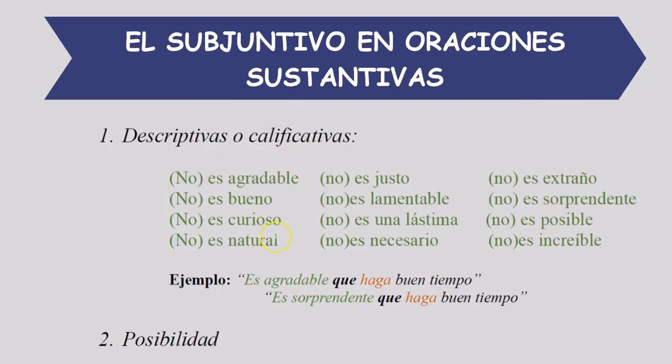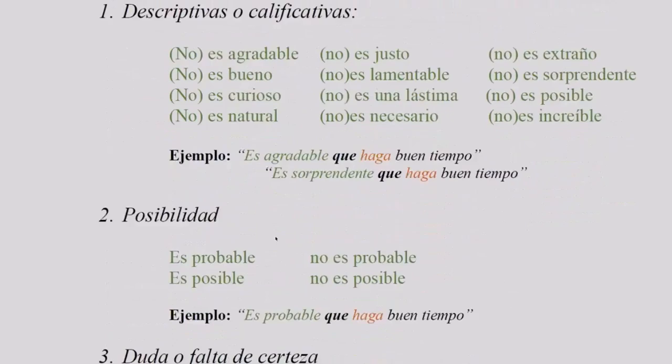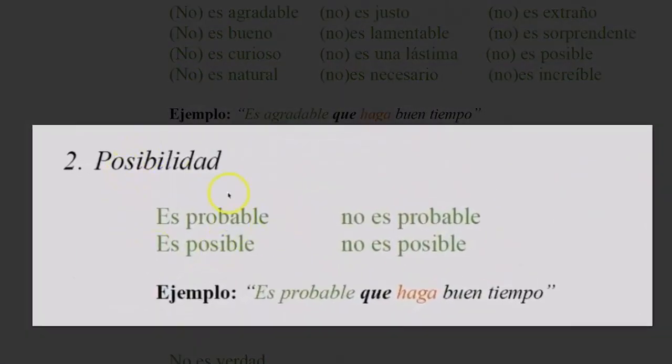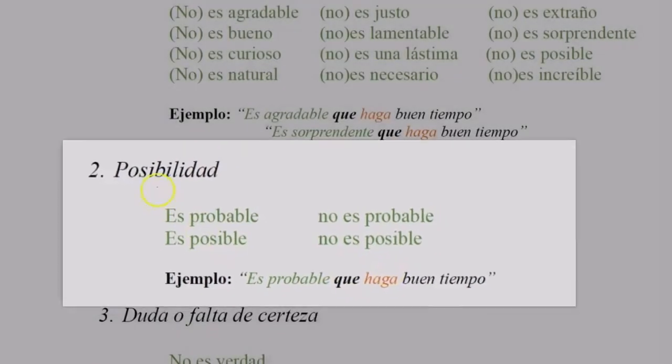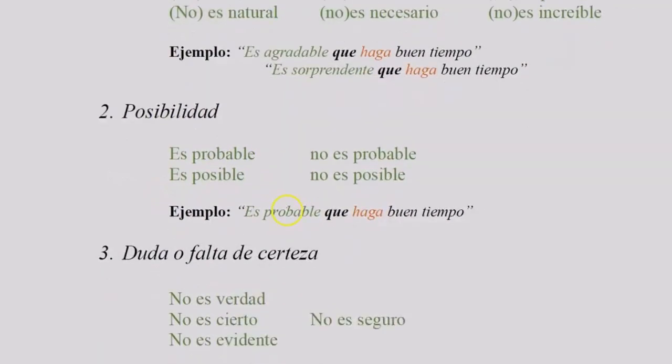So all those impersonal expressions require the subjunctive, always, all the time, no matter what they mean. If they imply possibility, es probable, es posible, no es probable, no es posible, it's likely, it's not likely. That also requires the subjunctive, always, all the time. Es probable que haga buen tiempo mañana. It's likely that we may have good weather tomorrow. It's likely. It may happen or may not happen, but it's likely.